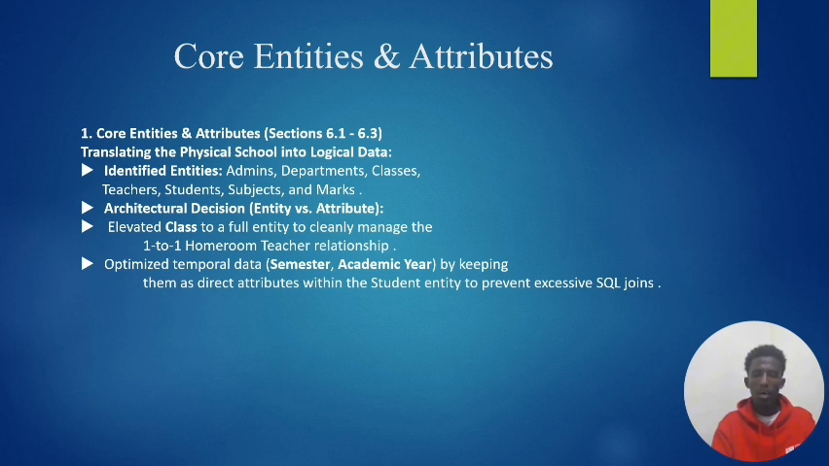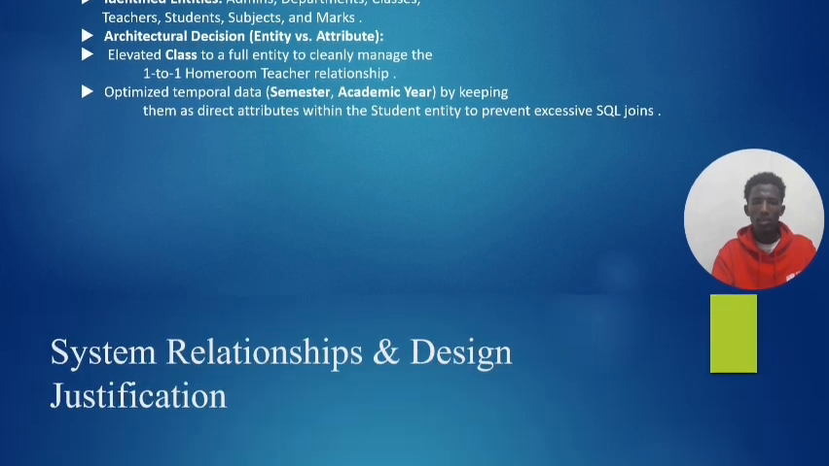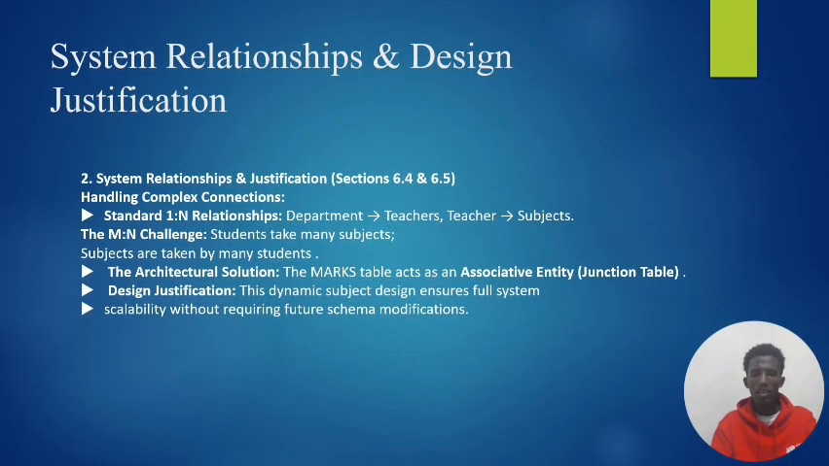So we have taken the teachers as one entity, the department, the student, and the subject or classes as entities, and attributes such as years and semesters, based on what we see from the schools around us. Then the second one is the system relationship and the design justification.